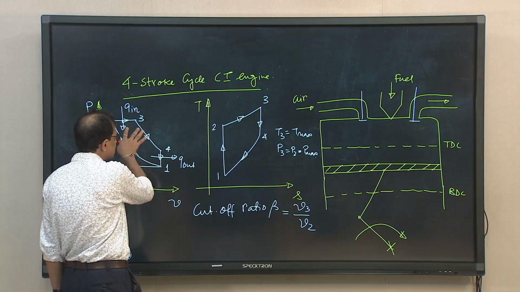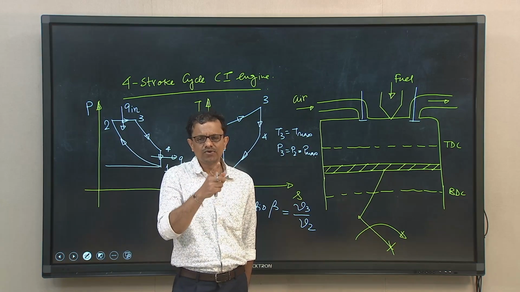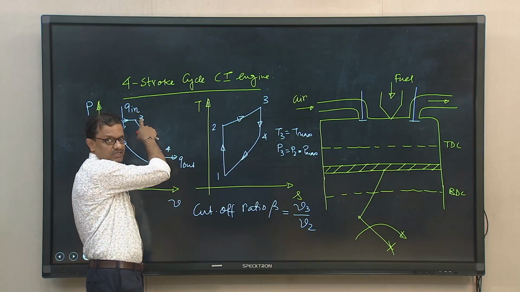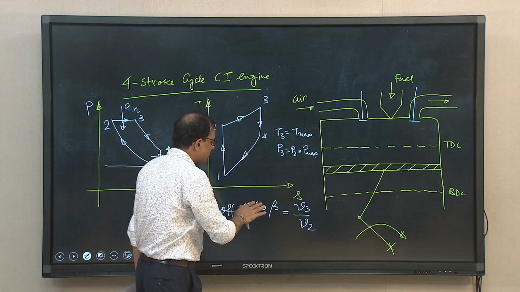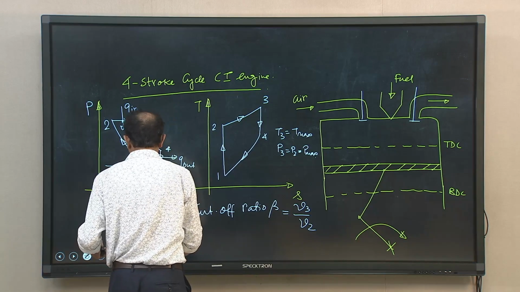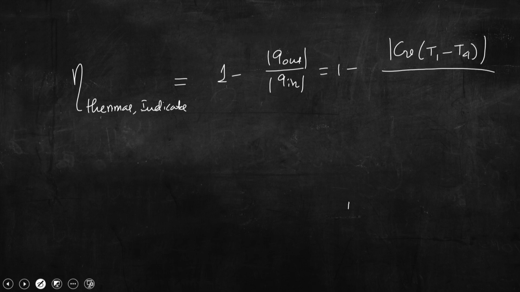So, if we try to quantify the thermal efficiency using W net by Q in, while calculating W net we also need to take into account the work done during this process. So, the cut-off ratio is defined as the change in volume during combustion, V3 by V2. Okay. Now, if we write this Q out, what is Q out? So, efficiency equals 1 minus Cv into T1 minus T4, mod, by Q in.